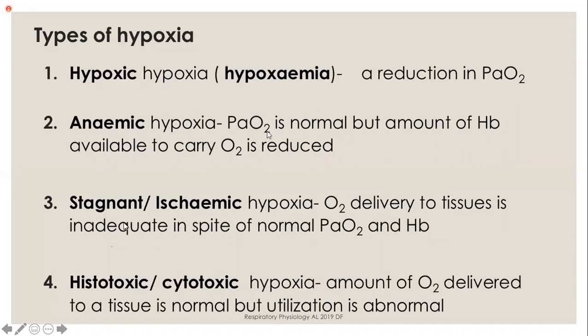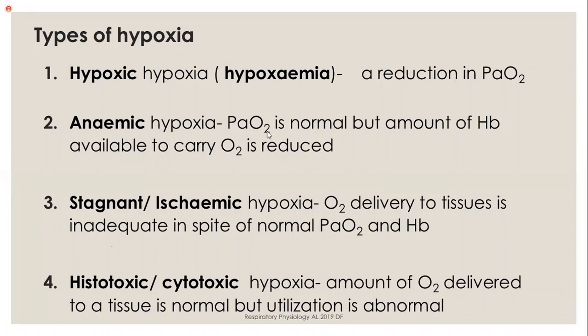These are the types of hypoxia. There are 4 main types. Now, students, please pay attention to this. This is something that you have to know in and out about hypoxias. The 4 types, you need to know the definitions. You need to know at least one example for each of these types. So, hypoxic hypoxia or hypoxemia, the definition is there is a reduction in the partial pressure of arterial oxygen.